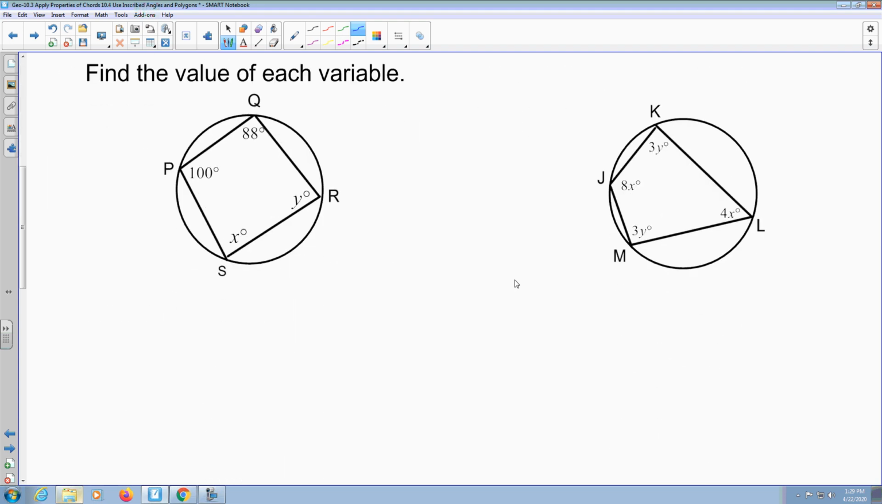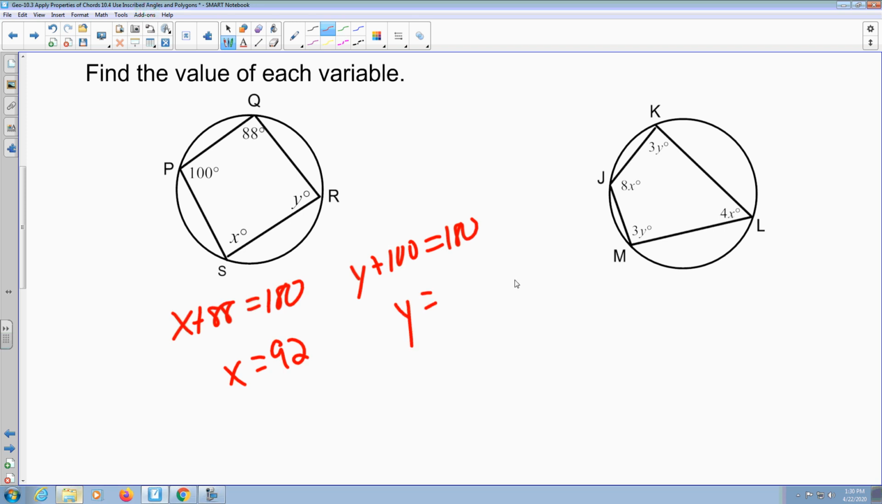So how does that help us and how does that apply to help us answer some questions? Well, they want us to find the value of each variable. So we have X and we have Y. Well, these are two inscribed quadrilaterals, which means that X is going to be supplementary with 88. So X added to 88 will equal 180, and Y plus 100 will equal 180. So X will equal 92, and Y is going to equal 80.